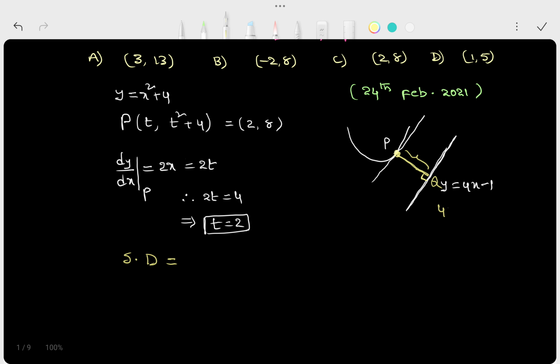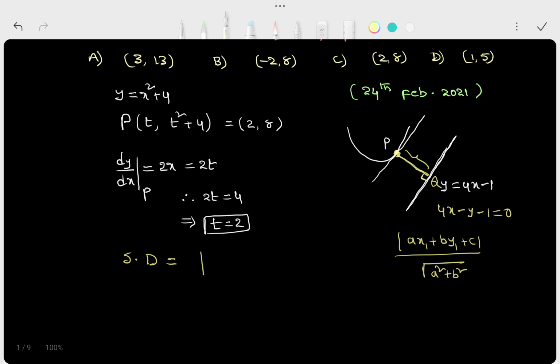This line we can write as 4x minus y minus 1 equals 0. So what is the perpendicular distance formula? Modulus of a times x1 plus b times y1 plus c, whole divided by root over a square plus b square. By using this formula, you can find out that shortest distance.